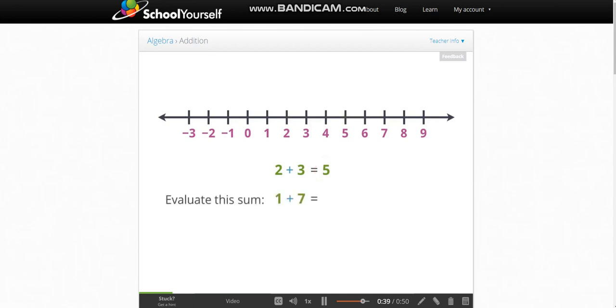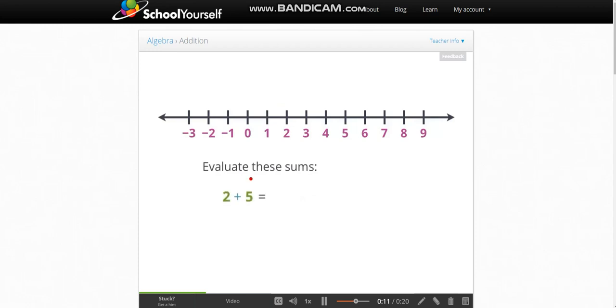Try using the number line to solve another example. What's 1 plus 7? And by the way, sum, S-U-M, is a word for what you get when you add numbers together. Nicely done. This equals 8, and you can find that by starting at 1 and then moving 7 to the right. Sure enough, you're at 8.